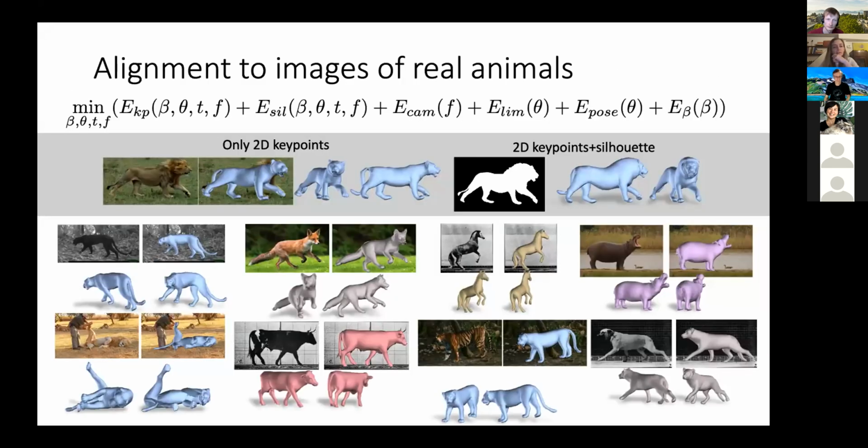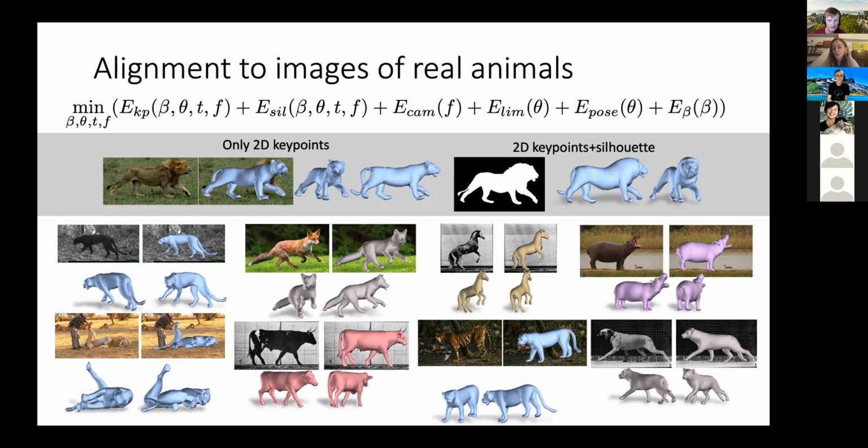So when we align the SMAL model to images for mesh reconstruction, we minimize an energy like the one at the top here. So we have two data terms, keypoint reprojection error and silhouette matching error. And then a set of priors for the camera, joint limits, pose prior, and shape variables prior. And we minimize this energy over the betas, the shape. Theta is the 3D pose, T is the translation, and F is the focal length. And we assume a perspective camera.